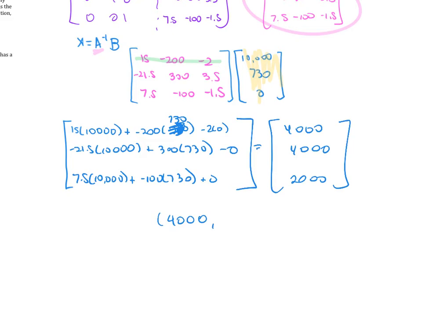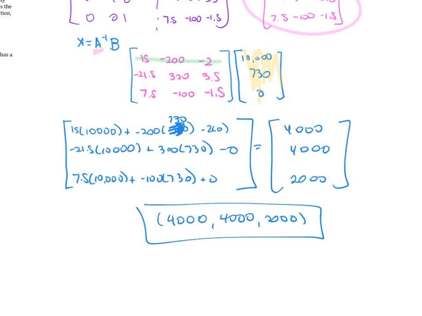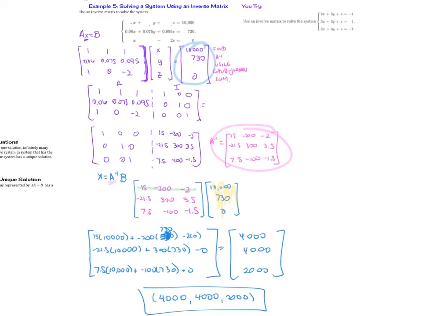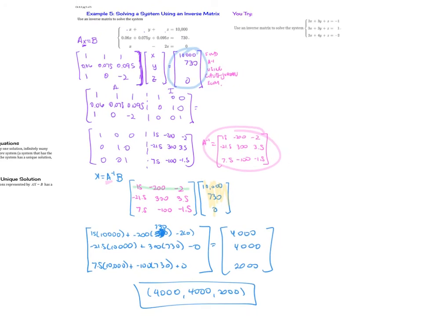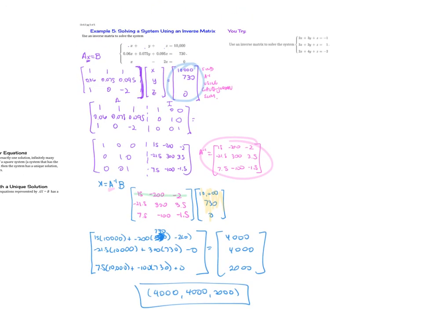So then our ordered triplet is 4,000, 4,000, and 2,000. That's just a different way to solve. We're using the inverse to solve for it. We could use Gauss-Jordan elimination to solve this instead of using the identity, but it is asking to use the identity matrix to solve the system.